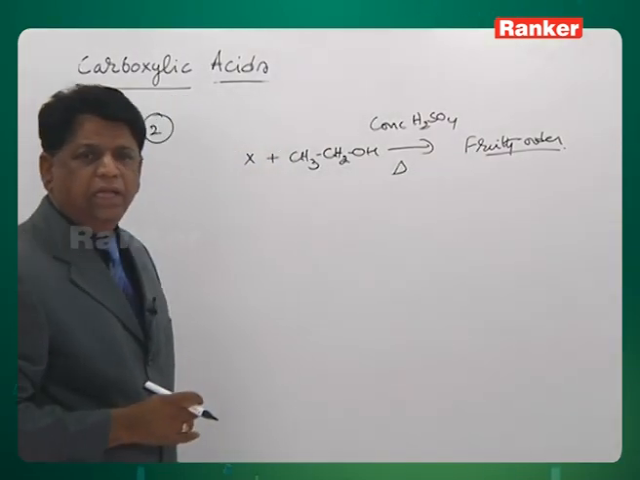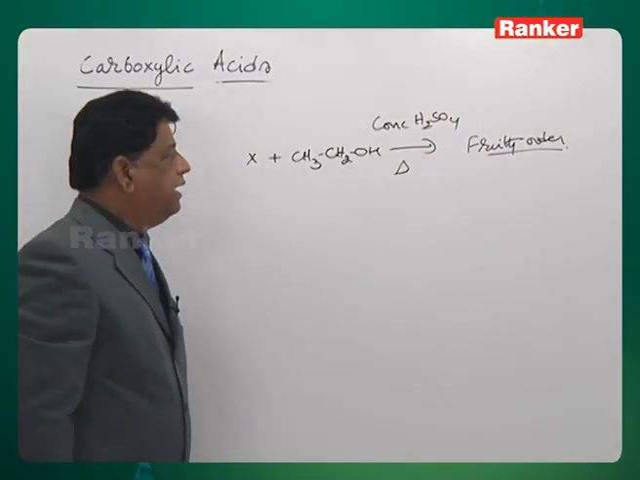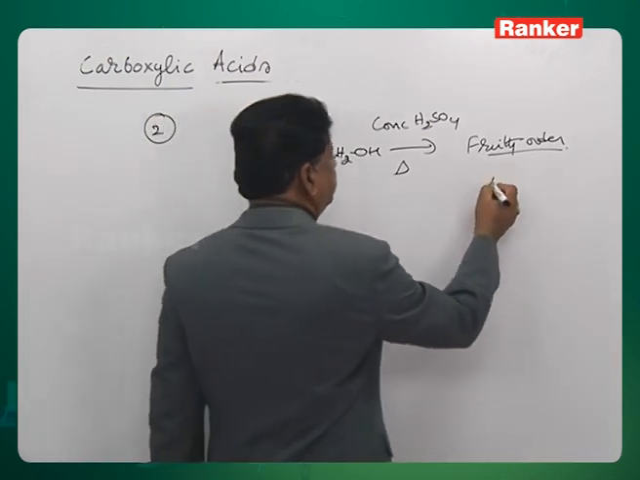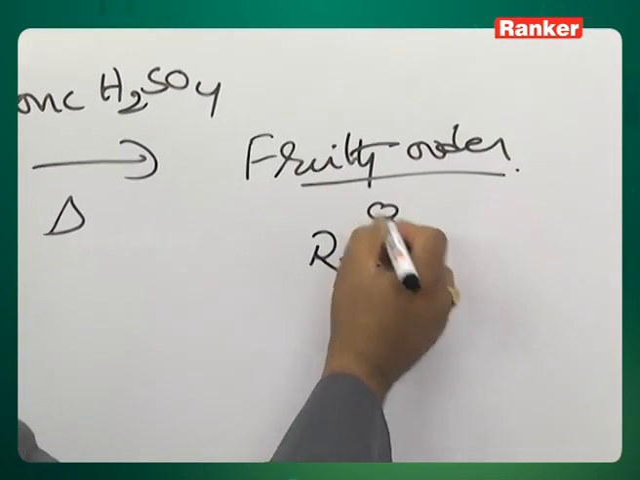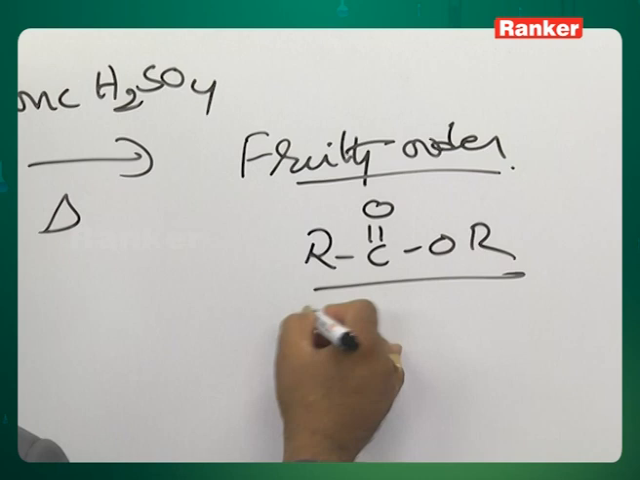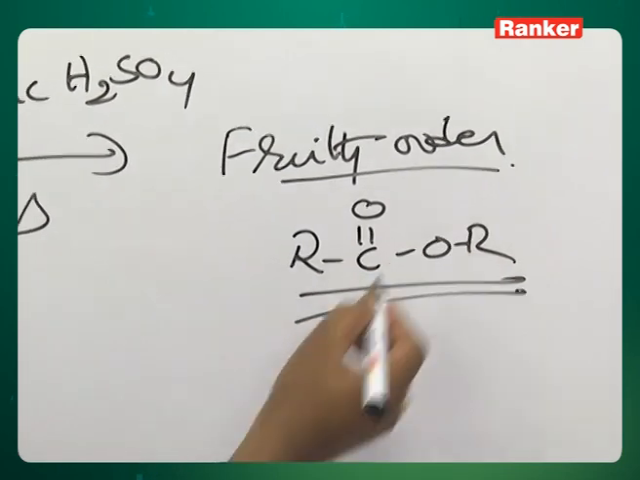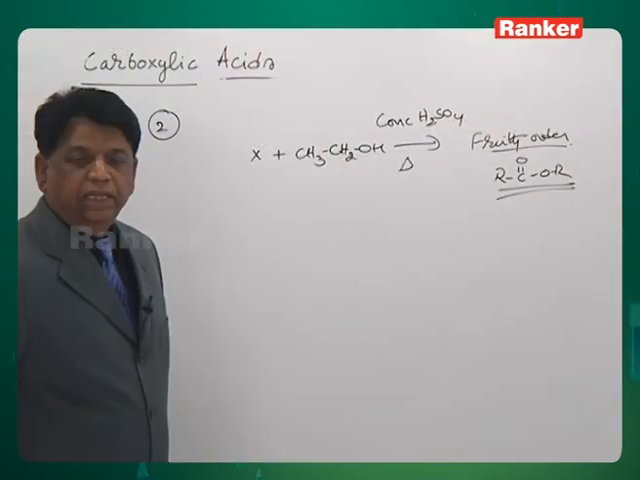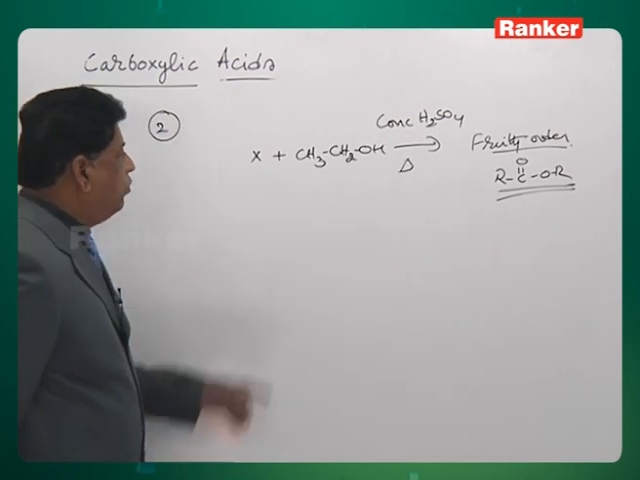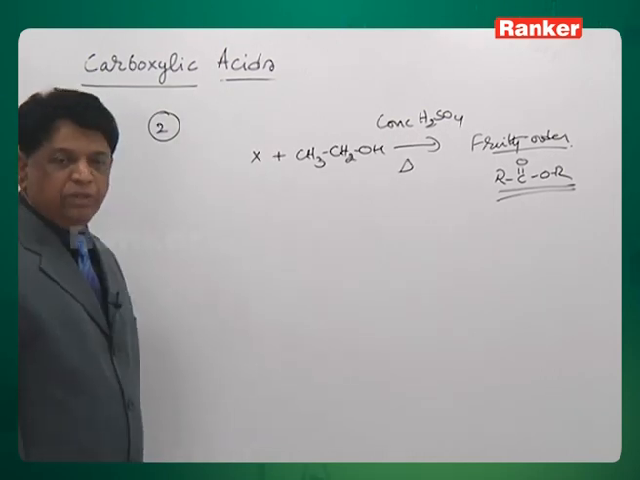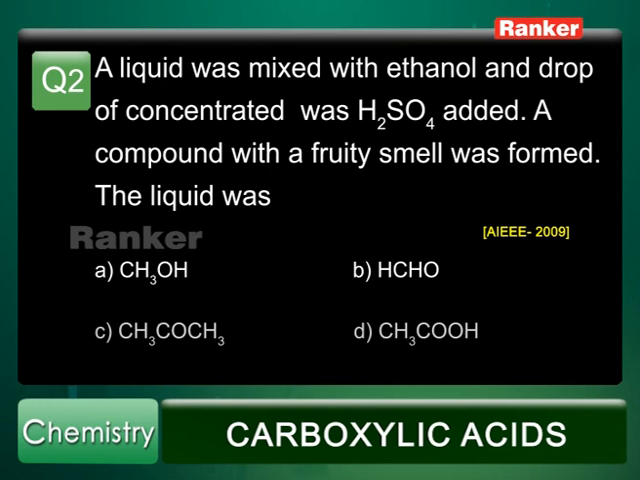A fruity smell is a symptom of an ester. RCOOR type functional group containing compounds have a fruity odor. So the ester must be formed. What he has taken must be an acid. So let us go for the options here. One is methanol, that's wrong. Formaldehyde, wrong. Option C, acetone, wrong. Option D, acetic acid, is the right answer.